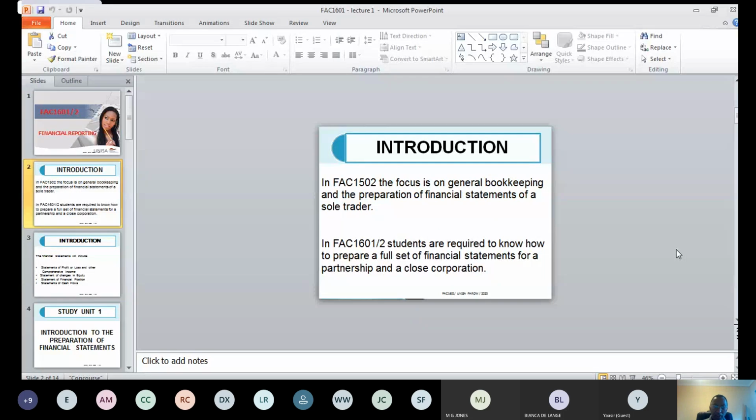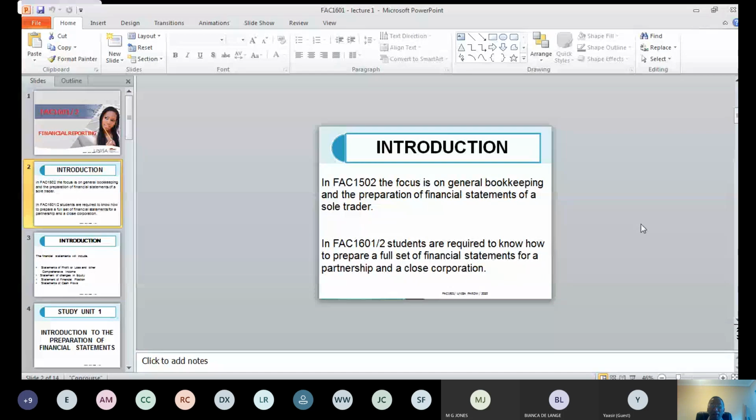Just as an introduction, guys, you need to understand that when we did FAC 1502, the focus was just on general bookkeeping. And we did the financial statements only of a sole trader. In FAC 1601 and 1602, we actually extend our accounting knowledge on financial statements, and we also do the financial statements of a partnership as well as a closed corporation. Financial statements in FAC 1502 were limited to the statement of profit and loss and other comprehensive income, statement of changes in equity, and statement of financial position.